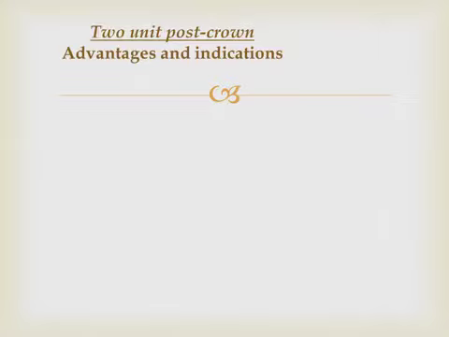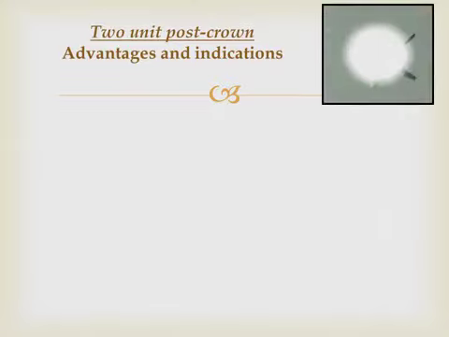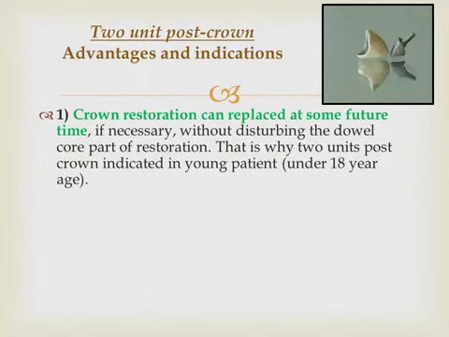2-unit Postcrown has more advantages and indications than 1-unit Postcrown, because the crown restoration can be replaced at some future time if necessary, without disturbing the dowel core part of the restoration. And this is why 2-unit Postcrown is indicated in young patients. I mean patients under 18 years old.